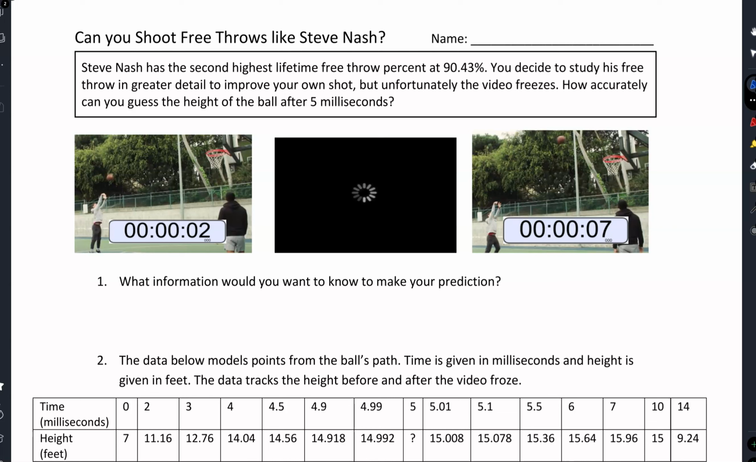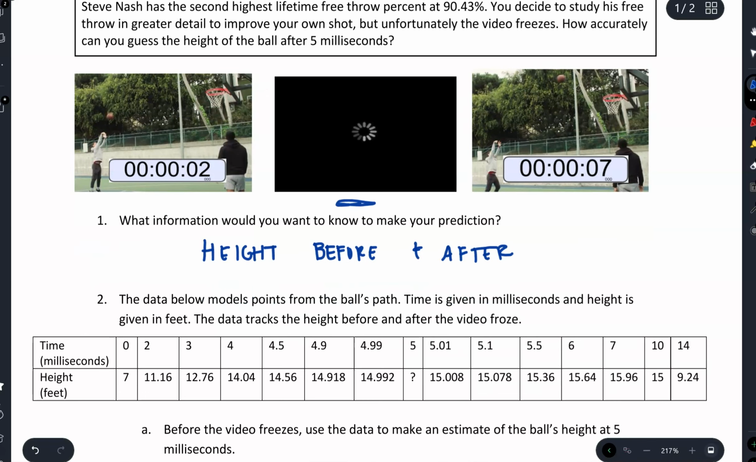So right here, we're going to have a video that's freezing. What would you want to know? If we knew what the height was before, so the height before and after. If I knew both of those two things, I could kind of figure this out.